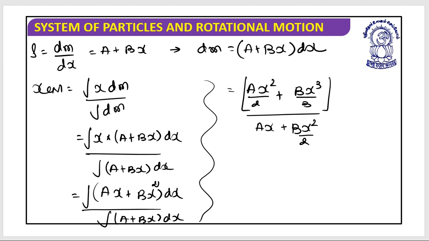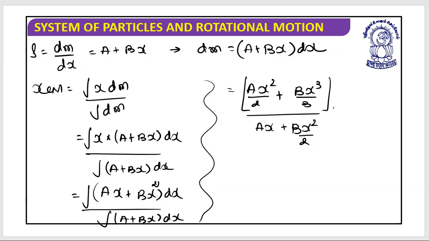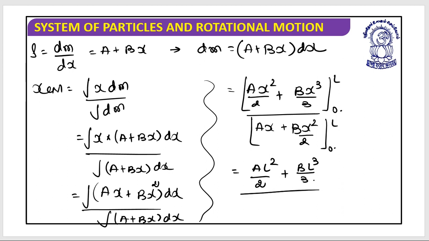Now what I need to do is, do I have a length? Yes, it's length L. So starting from 0 to length L, this would be equal to aL square by 2 plus bL cube by 3, divided by a into L plus b into L square by 2. I hope you can do the remaining task.